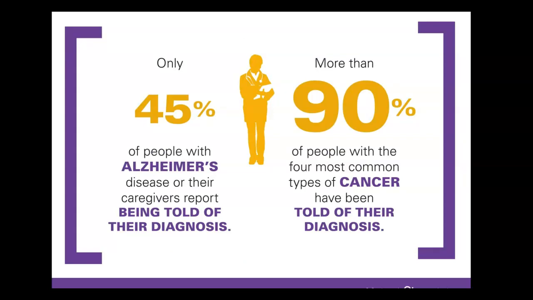Only 45% of people with Alzheimer's disease or their caregivers report being told of their diagnosis, when more than 90% of people with the 4 common types of cancers have been told of their diagnosis. And so there's a lot more work that needs to be done in educating people and providing clear and firm diagnosis early, so that people can prepare.